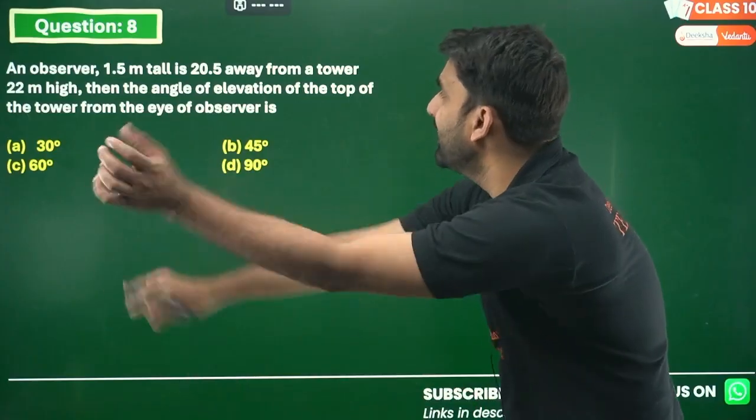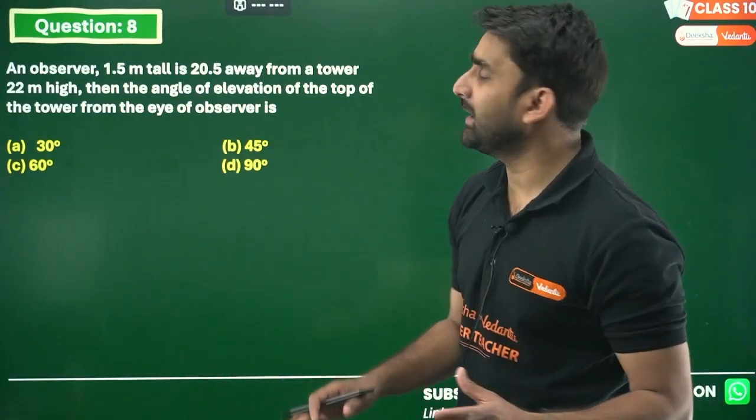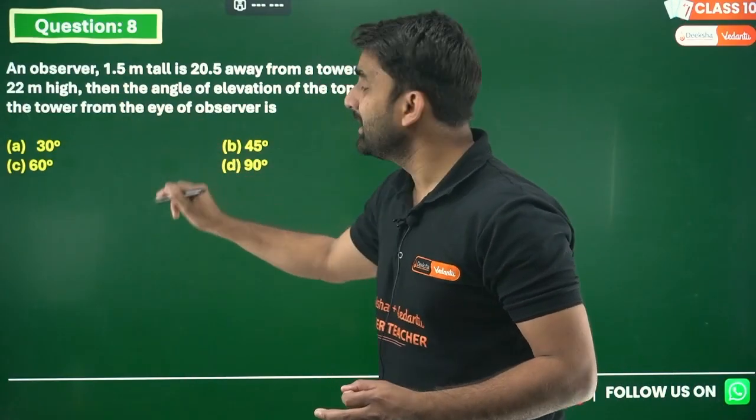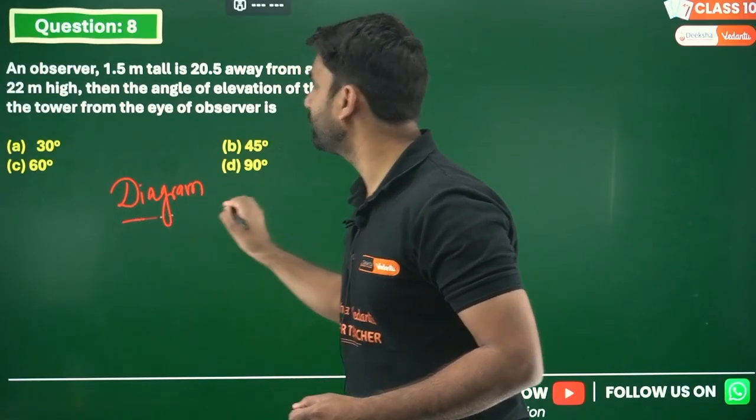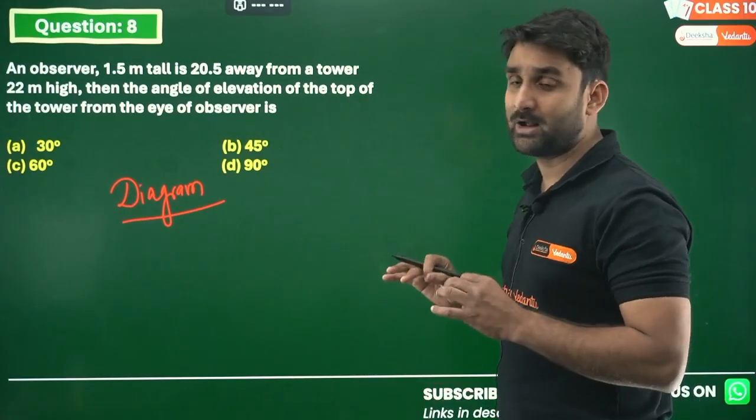Question number 8, an observer. This question is from some applications of trigonometry, I hope. So go read the question and draw the diagram first, my dear. Without a diagram, you cannot solve the question. Go and draw the diagram first.